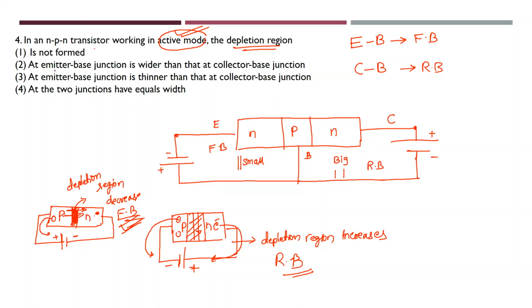So let us see the second option. Emitter base junction is wider than collector base junction. Depletion region in emitter base junction is wider. No. In the case of emitter base junction, this is forward bias. In forward bias, the depletion region will be small. So this is the wrong option. Let us see the next option. The emitter base junction is thinner and the collector base junction is larger. Yes, the depletion region is thinner at the emitter base junction and larger at the collector base junction. So this option is right. Our correct option is option 3.